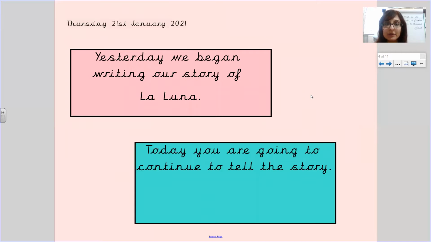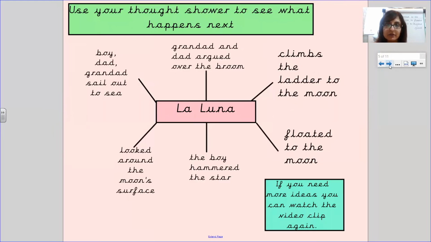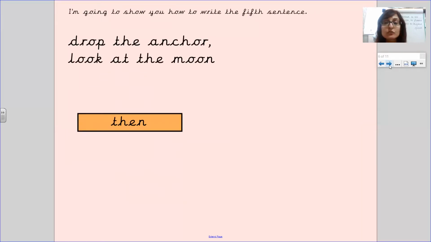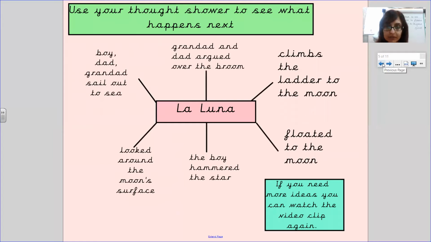So yesterday we began and we've continued to write a story and we're going to tell the next part of the story. So today's Thursday, we are going to write sentences 5 and 6. And tomorrow, Friday, we're going to finish the story tomorrow. So every day we've taken it 2 steps at a time, 2 sentences, and we're going to write sentences 5 and 6. You would need your thought shower for this one. And again, if you need more ideas, go back and watch the video clip. It should still be in the playlist.